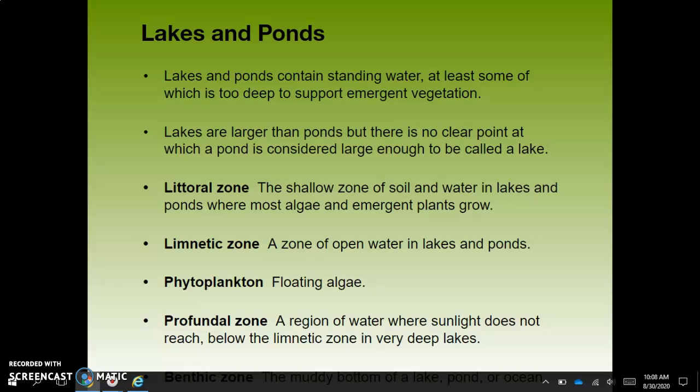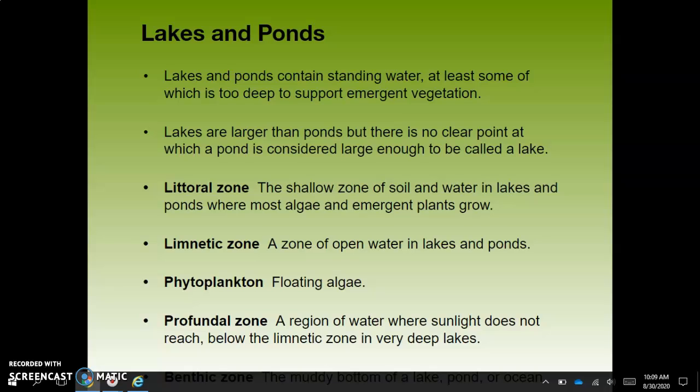The limnetic zone is just the zone of open water in lakes and ponds. Phytoplankton is floating algae. The profundal zone is a region of water where sunlight does not reach. So this is located below the limnetic zone in very deep lakes. So profundal zones you find mostly in deep lakes where it's deep enough that the sunlight cannot penetrate to.